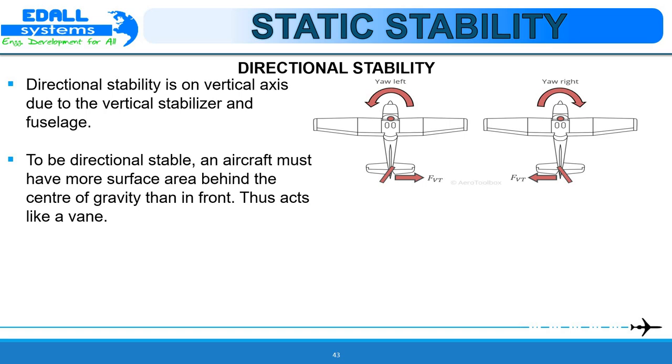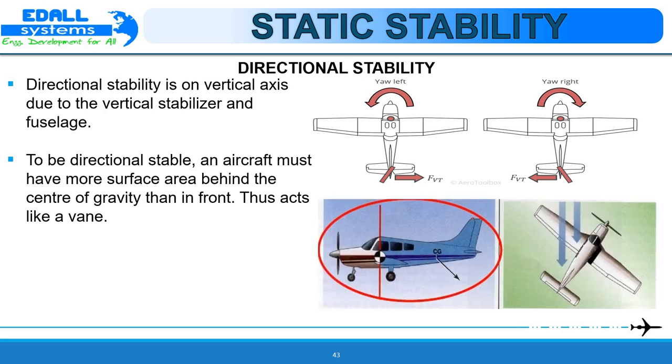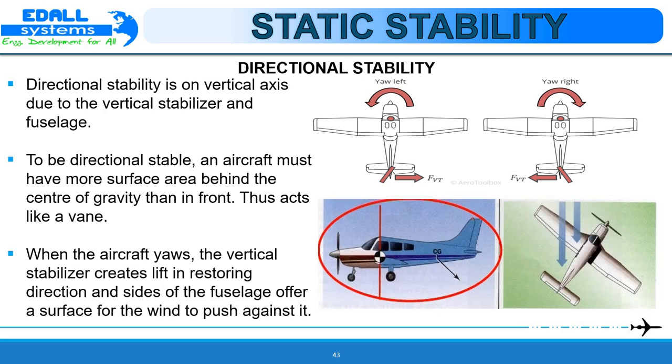To be directionally stable, an aircraft must have more surface area behind the center of gravity than in front, thus it acts like a wing. When the aircraft yaws, the vertical stabilizer creates lift in a restoring direction, and the sides of the fuselage offer a surface for the wind to push against.